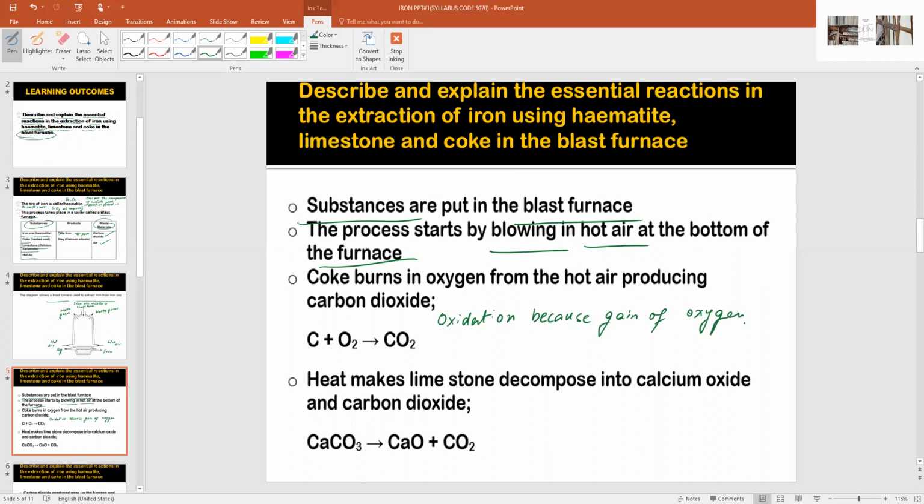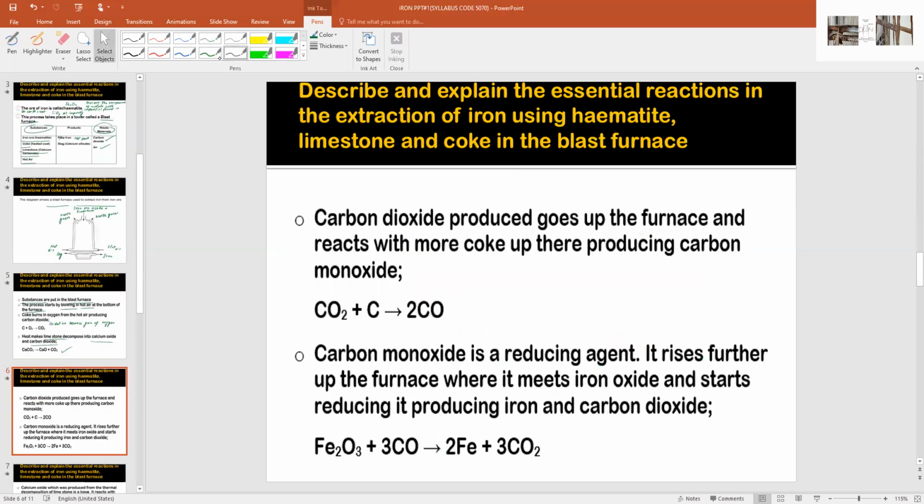Heat makes the limestone decompose into calcium oxide and carbon dioxide. Carbon dioxide produced goes up the furnace and reacts with more coke, producing carbon monoxide. This reaction involves both reduction and oxidation.